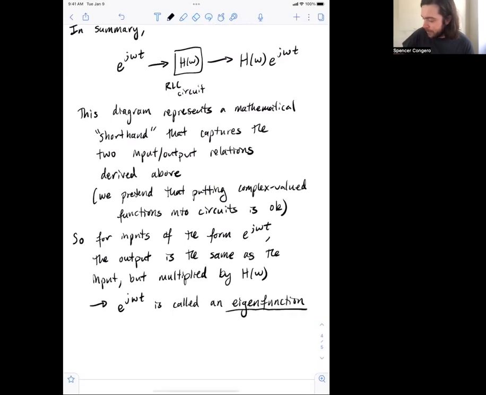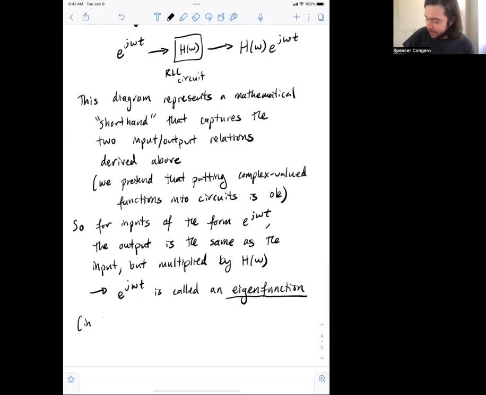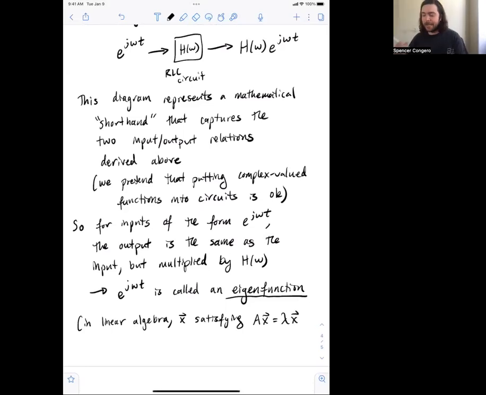Why is that? Well, if you remember from linear algebra, not a big deal if you don't remember this, but if you have some vector x satisfying that you take some matrix and multiply it by x, and you end up just getting a scalar times x. How is this related to our situation? Well, the matrix acting on x is sort of like the system acting on an input that goes into a system. And what do you get out? You get out that same input just multiplied by a scalar number. That's exactly what we have here.